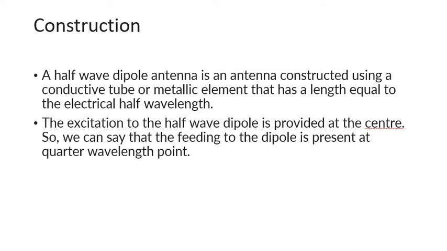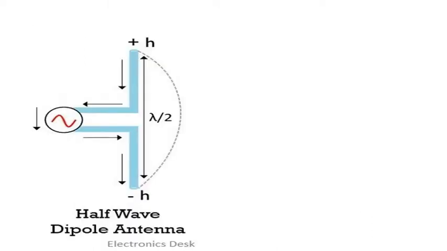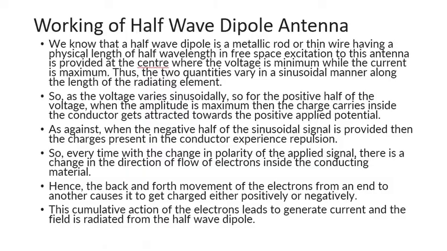Speaking of the construction, the length is equal to half of the electrical wavelength of the antenna, and it has a center. Excitation of the half-wave dipole antenna is provided from the center, and we can say that the feeding of the antenna is present at the quarter wavelength point. This is the half-wave dipole antenna. As we can see, this is the wavelength lambda by 2, and this is the excitation part.